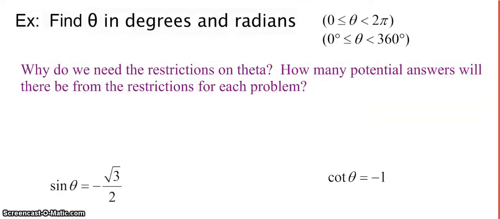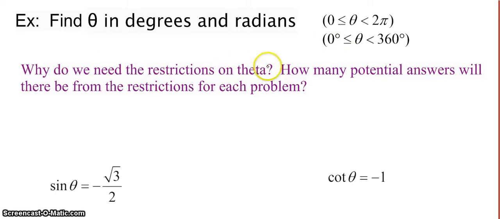Okay, next thing. Now we're going to do, again, similar to what we did before with the calculator, but we're going to do this with the unit circle. So we're going to find the angle theta in both degrees and radians. We still have restrictions on theta, but notice that the restrictions have gotten a little bit bigger. So remember when we used our calculator, the restriction was 0 to 90 degrees or 0 to pi halves. Now the restriction is 0 to 2 pi in radians, not including the 2 pi, but including the 0. And then 0 to 360, not including the 360 degrees, but including the 0 degrees.